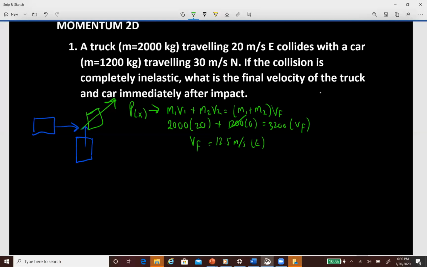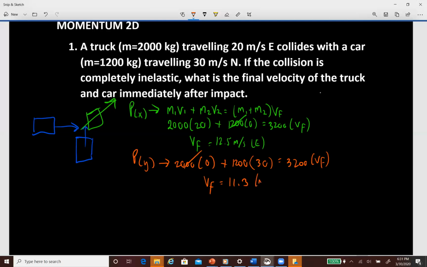Now, we do the exact same thing for the momentum in the y direction. In the y direction, the truck has a mass of 2,000, but its velocity is 0. The car has a mass of 1,200, but its velocity in the y direction is 30. And the combined mass is the same, and the final velocity in the y direction is the unknown. So that's 0. Now, if we solve for vf, in this case, we get 11.3 meters per second going north.